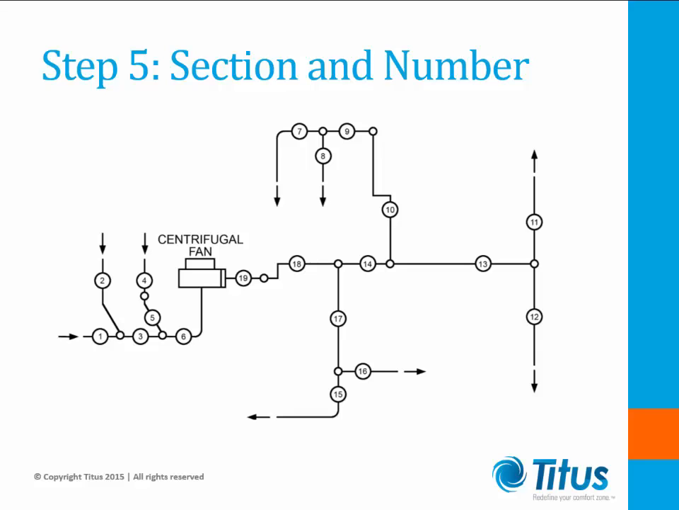Step 5. Section and number. Dividing systems up allows for documentation and quicker changes if required. Identify required items that will provide pressure drop to the system at this time, such as fire smoke dampers or balancing dampers, splitters, duct heaters, silencers, fittings, air monitoring stations, terminal units, diffusers and grilles, etc.